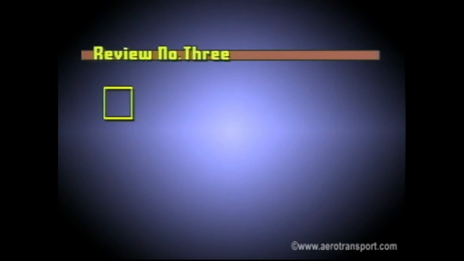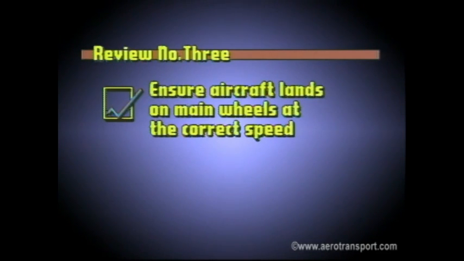When excessive forward elevator pressure is exerted during a touchdown in a nose-wheel aircraft, wheelbarrowing may result. How can this be prevented? Wheelbarrowing is prevented by making sure the aircraft lands on the main wheels at the correct speed.